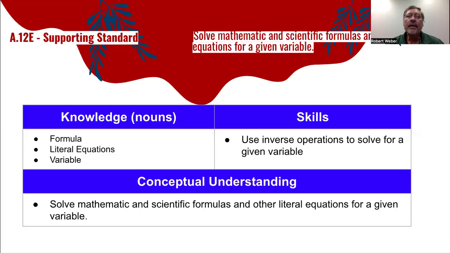And A12E, solving mathematics and scientific formulas and other literal equations for a given variable. Again, the concept of inverse operations, what you do to one side of your equal sign, you can do to the other, comes into play with A12E.